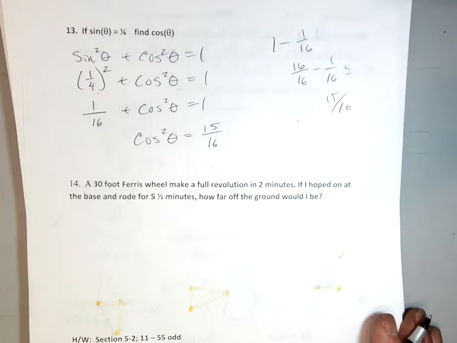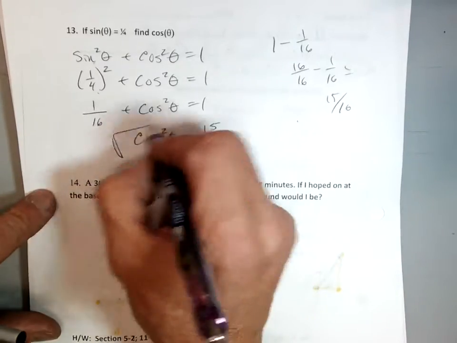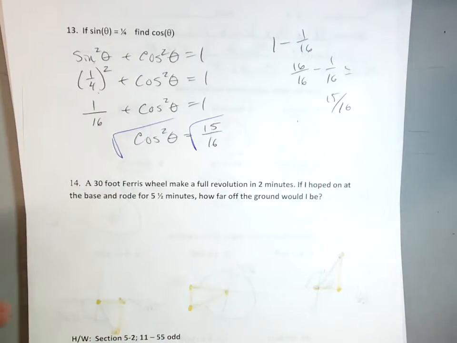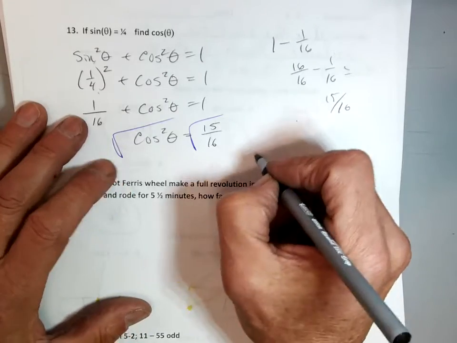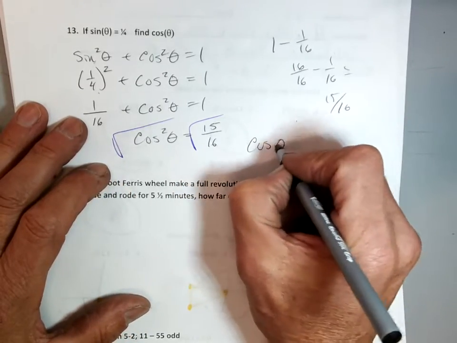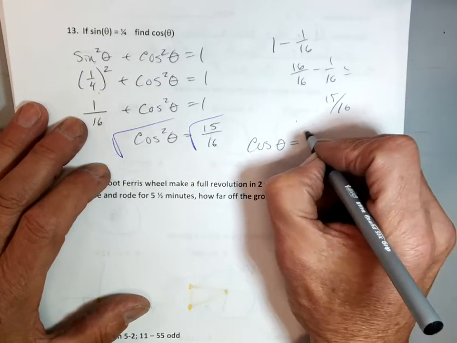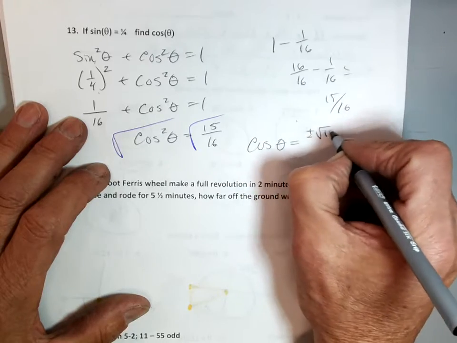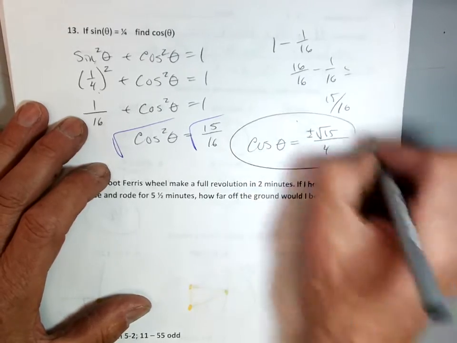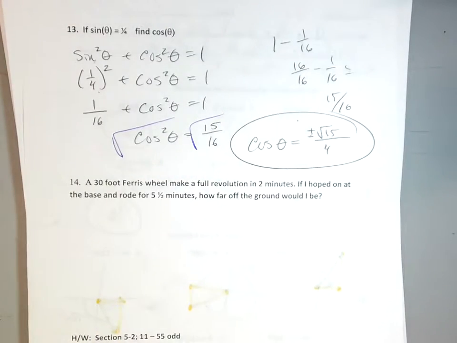Right, I just show the fraction. Okay, and then what am I going to do next? Square root, right? How many answers? Square root gives two, so I take the square root. So my answer is that cosine of theta is equal to plus or minus the square root of 15 over 4. That's the cosine value. These are nice. Okay, number 14.